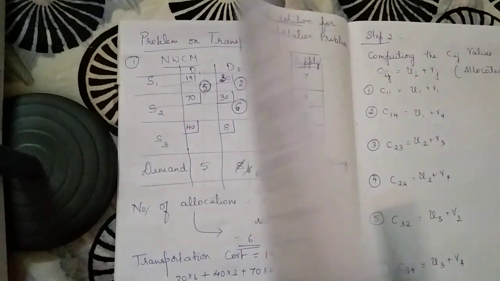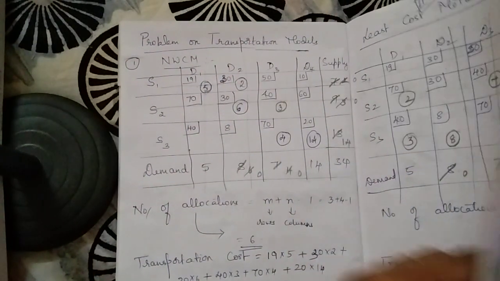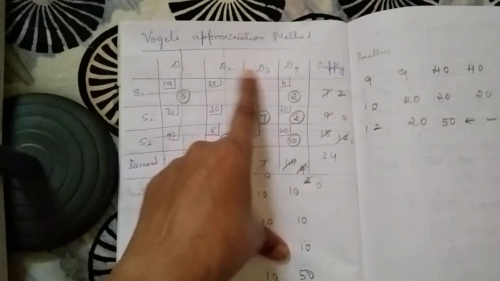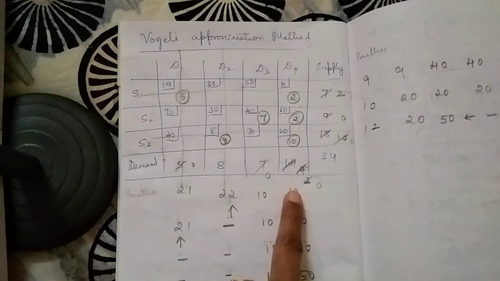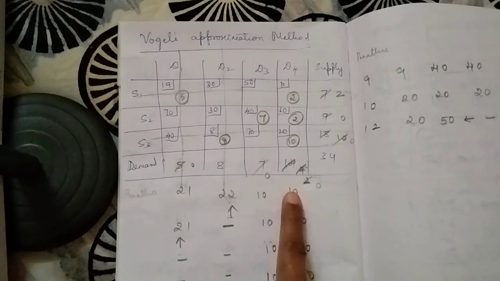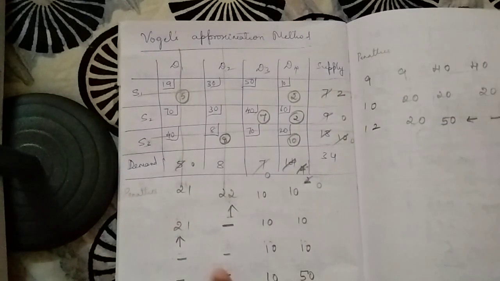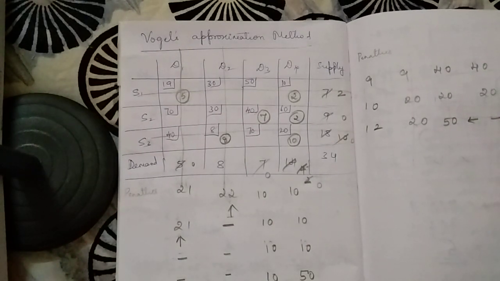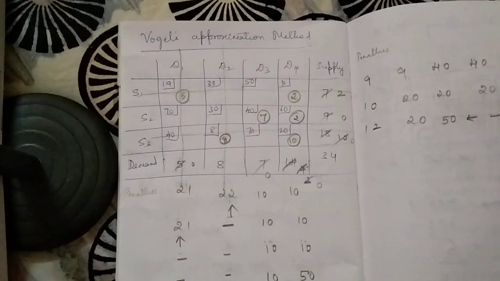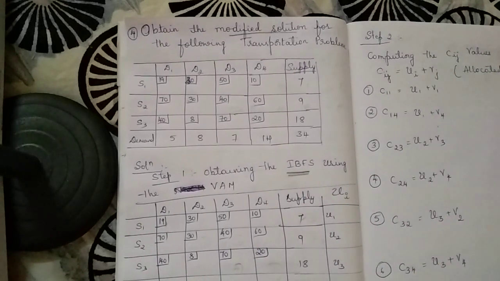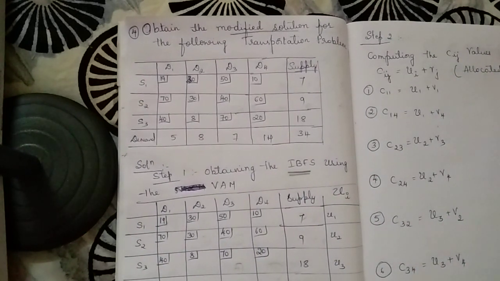If you go through the first problem, we have calculated the Vogel's approximation method. Under session 1, we have calculated the allocation. I will not run through this again. I will take up the allocations which I have done under the Vogel's approximation method for the first problem under session 1 straight away here.